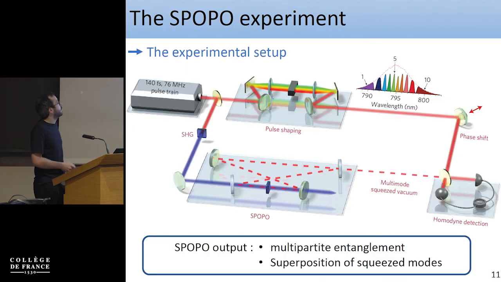So this is a scheme of the experiment. We have our source, the pulse train, and the light is divided in two paths. One path is to create the pump, to pump the cavity. And the other path is the local oscillator path, and we shape this beam to then do the homodyne detection.